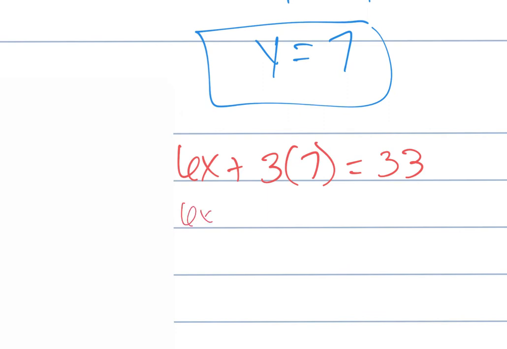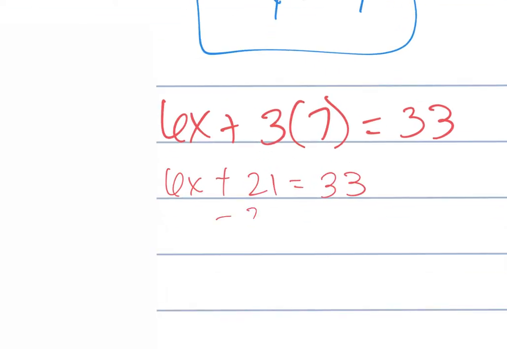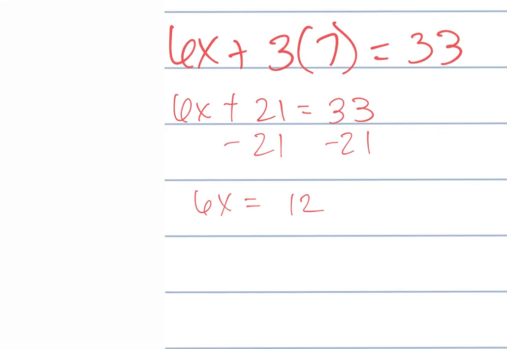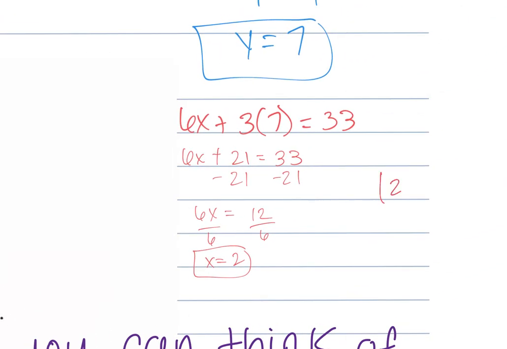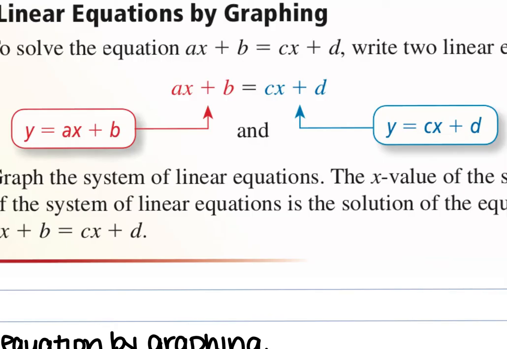Okay, so 6x plus 21 equals 33. Yep. And then minus 21 from each side. Love it. And you get 6x equals 12. Divide by 6 on each side, and you get x equals 2. How many people got 2 comma 7? Excellent. Okay. All right.